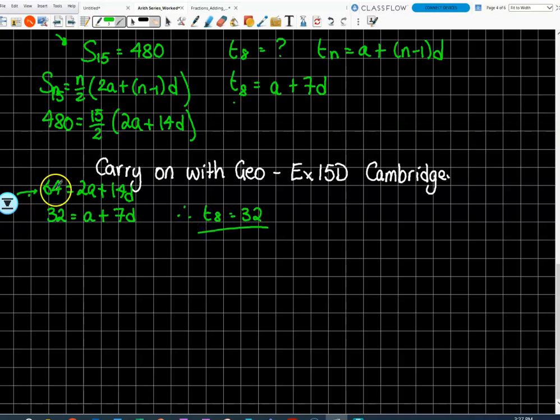Where did I get the 64 from? How did I get rid of a times 15 over 2? So 480 divided by 15 over 2, bang. Thanks for the question. So sweet.